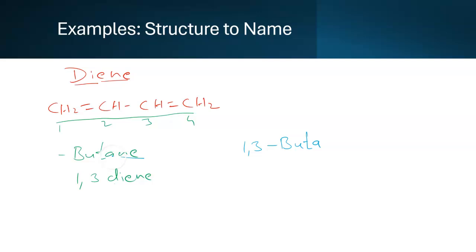Whenever there are 2 functional groups, like in the case of an alcohol there will be 2 functional groups, diol. So for that purpose we have to retain the A, and further the structure will be diene. The name of this compound is 1,3-butadiene.